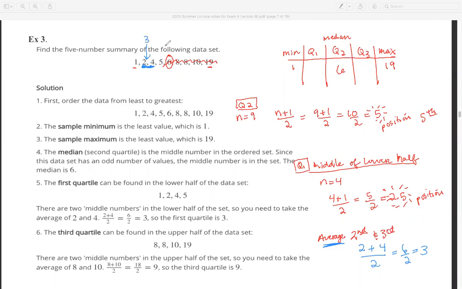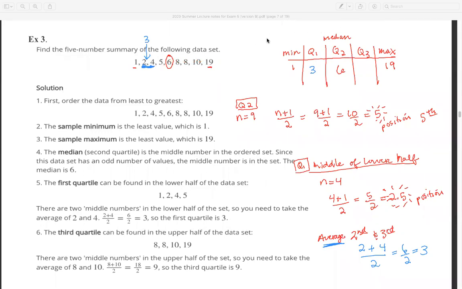Okay, so that means that's right in the middle of the lower half of our data values. So there's 2 numbers below it, 2 numbers above it. So that's our Q1. Now we need to find the middle of the upper half.